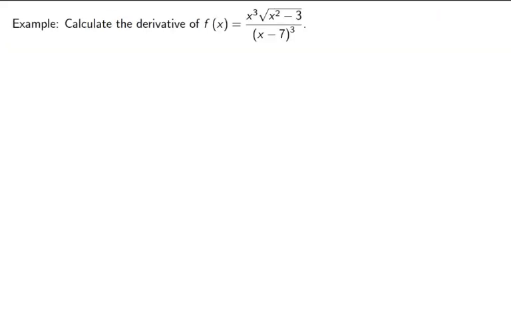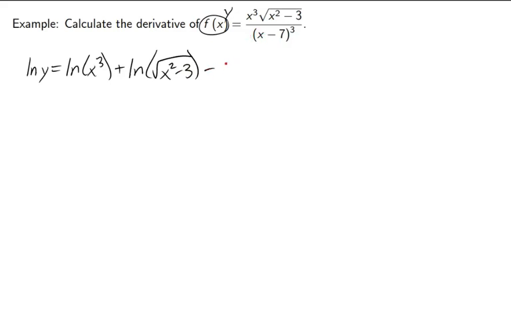Next example. Logarithmic differentiation is also useful when you've got too many products and quotients floating around in powers. Let me call this thing y, which will help me. Then the natural log of y would equal the natural log of all this. So let's just write it out. Natural log of x cubed plus natural log of square root of x squared minus 3. We're separating with our log rules. Minus natural log of x minus 7 to the third power.